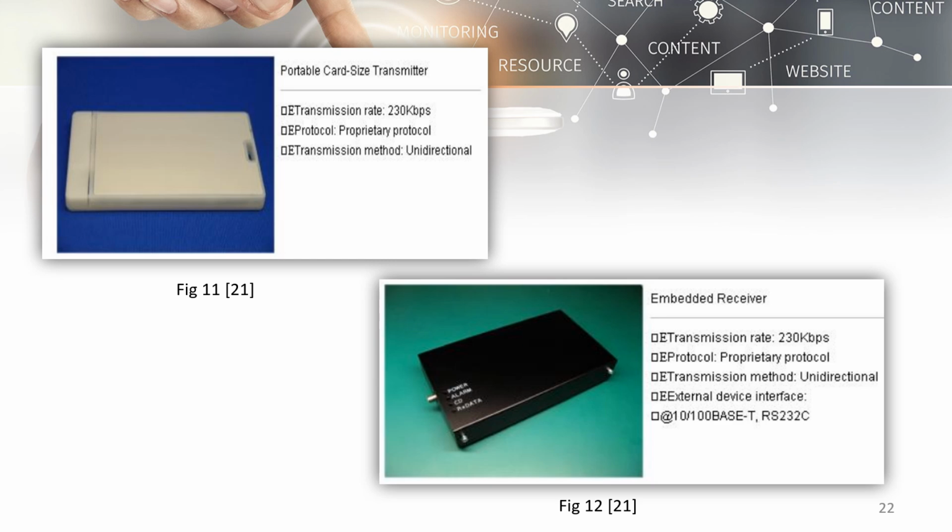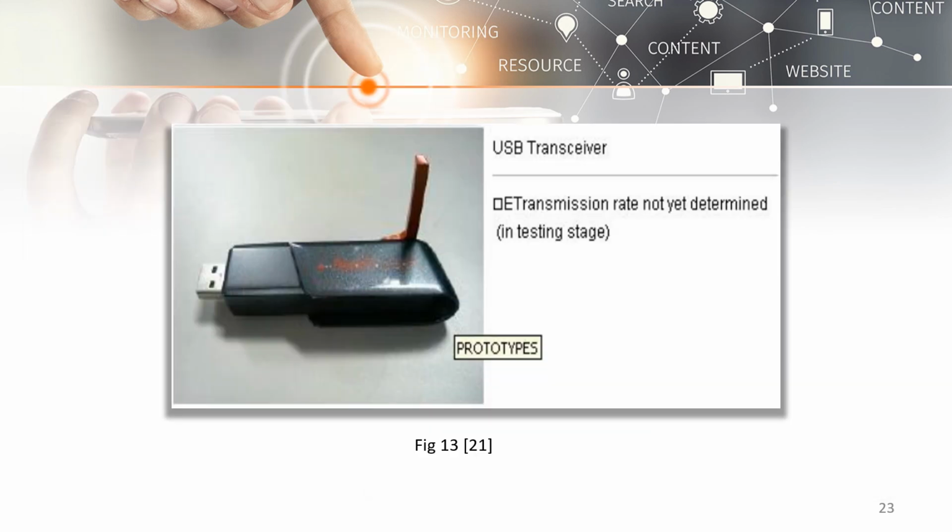The transmission rate is also 230 kilobytes per second. It uses a proprietary protocol and the transmission method is unidirectional. Then the USB transceiver: the transmission speed and protocols haven't been determined as it is still in the testing stage.